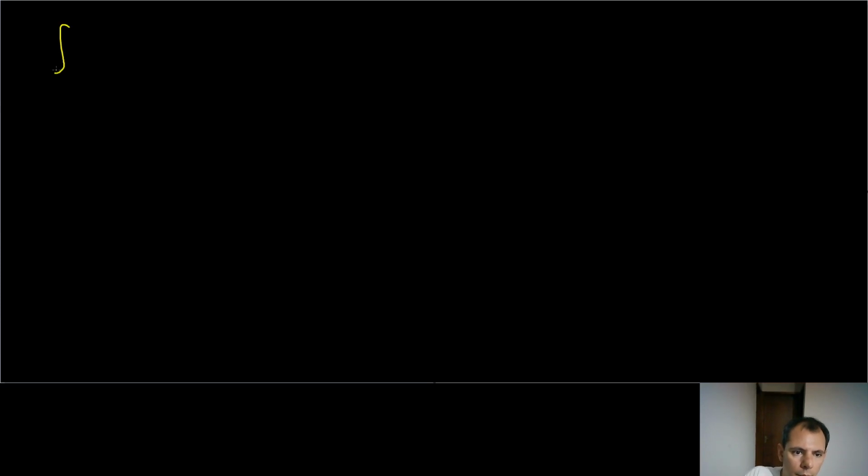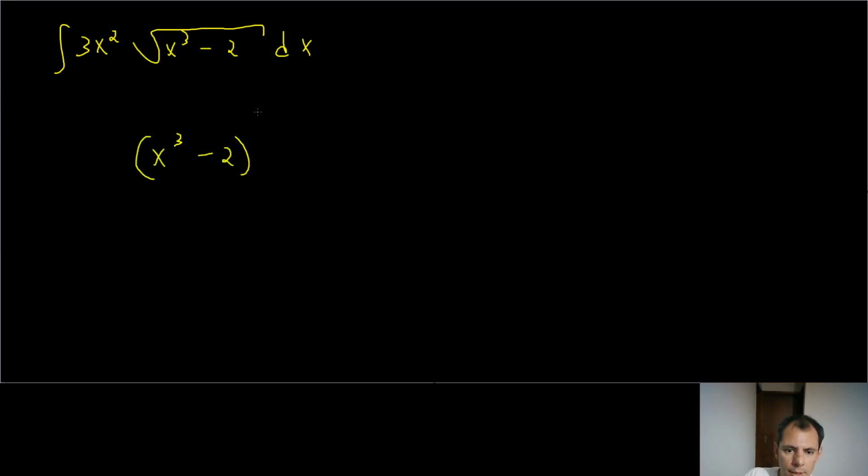The integral of 3x squared square root of x cubed minus 2 dx. What is the differentiation of the inner function? 3x squared. I got 3x squared here. So don't worry. All I gotta do is x cubed minus 2. It's to the half, so it's to the 3 halves. Divided by 3 halves, it's multiplied by 2/3. Divided by 3x squared. But I got 3x squared here, so you're just gonna cancel them out and I'm fine.